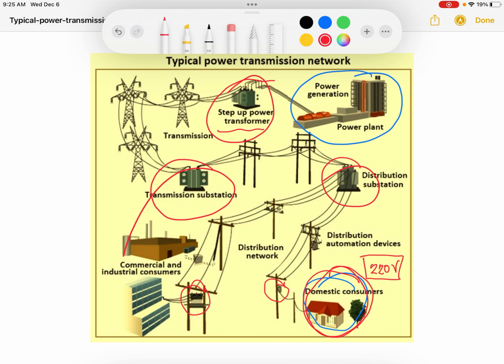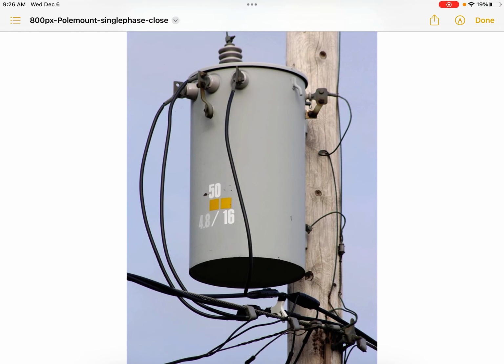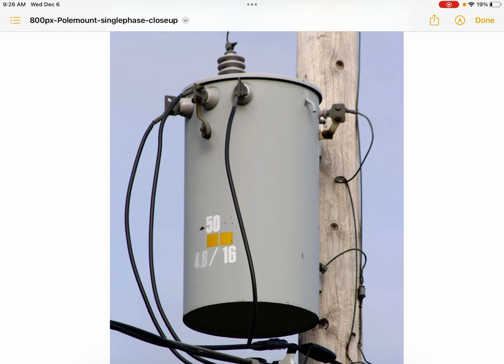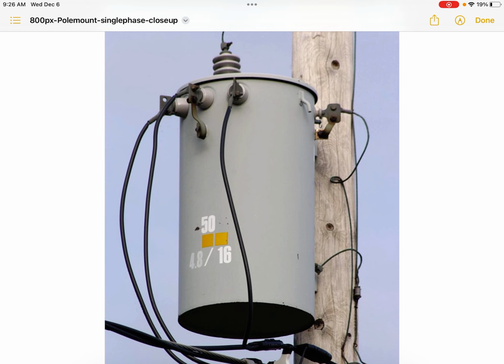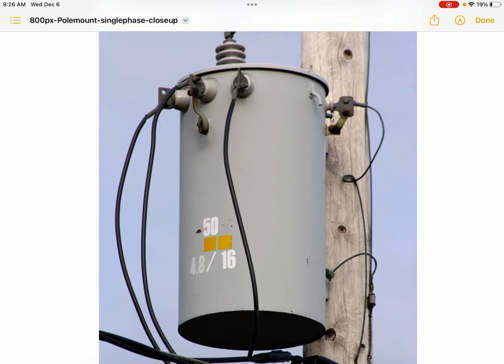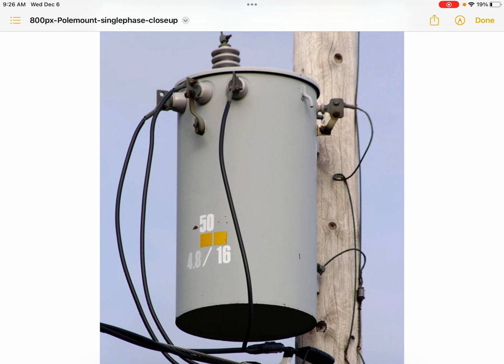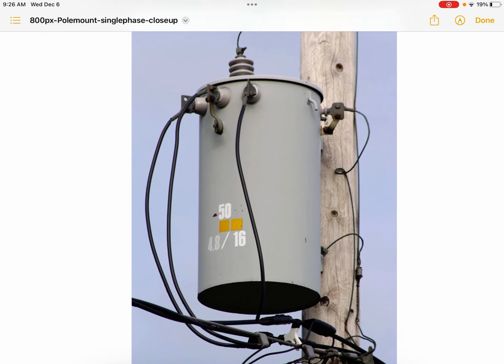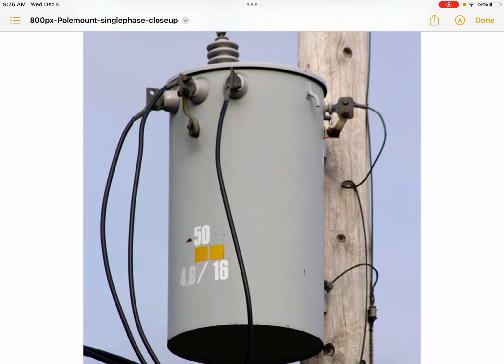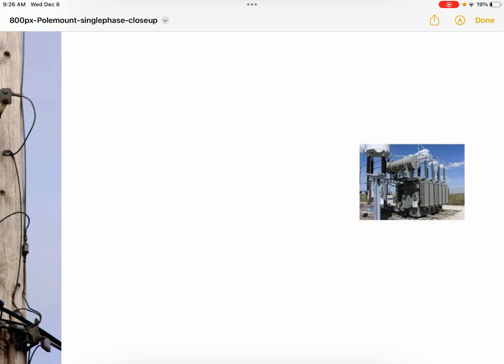Now I want to show you pictures of a transformer. This is the transformer that you always see every day. When you go out, it could be in front of your house or five meters away from your home, so you could see this kind of transformer. This transformer is responsible for stepping down the voltage so that you receive 230 or 240 volts, so that we can use the power in our homes.